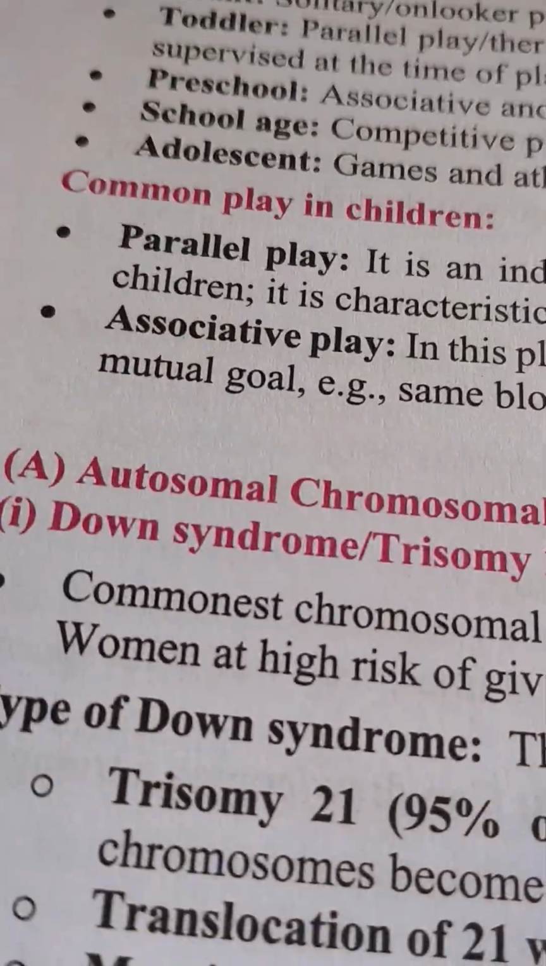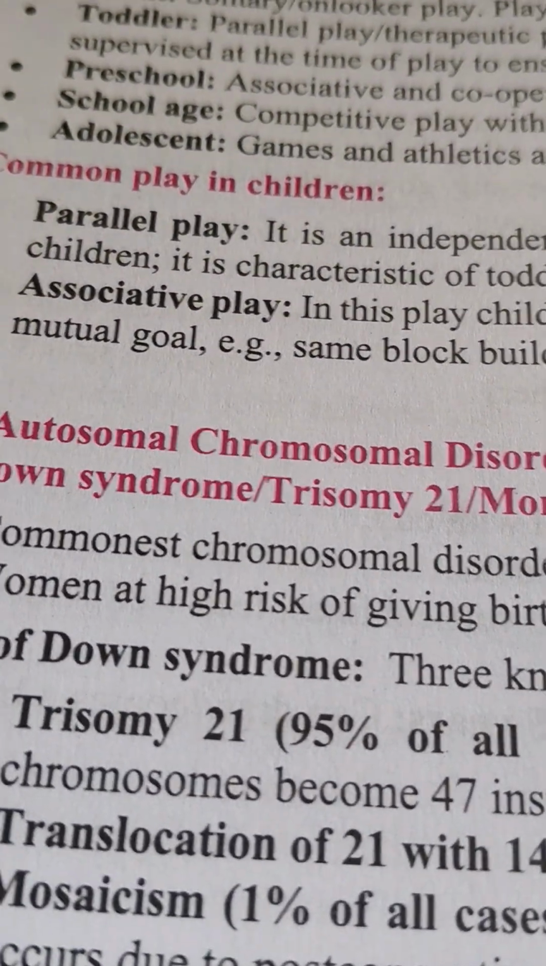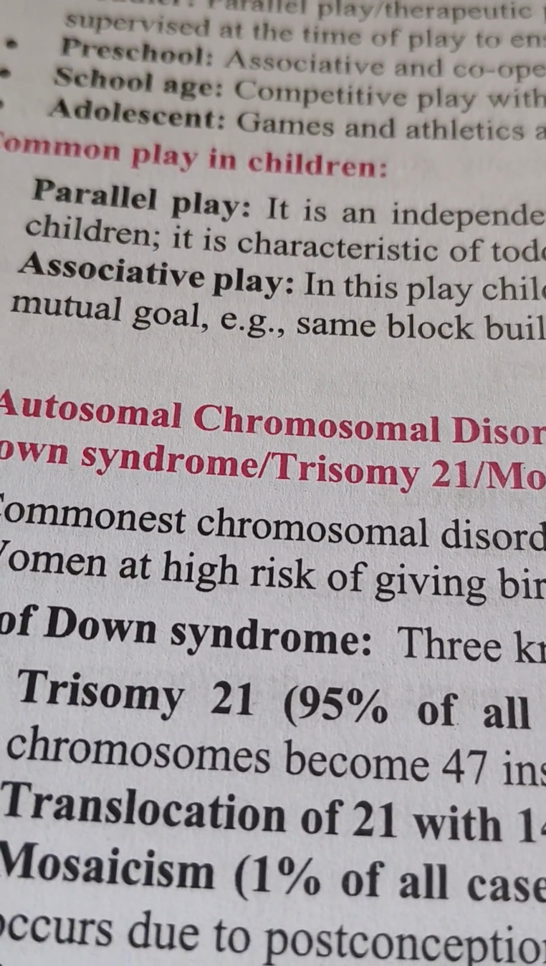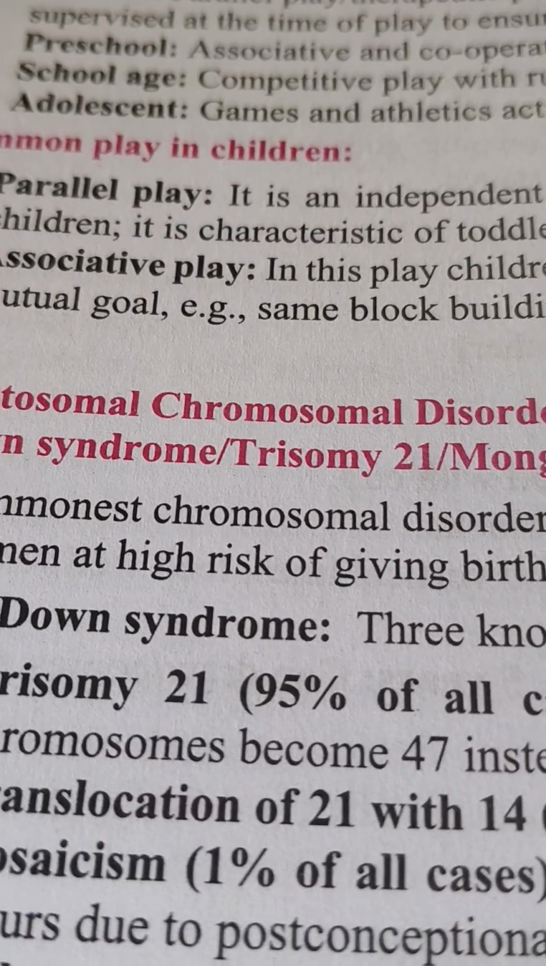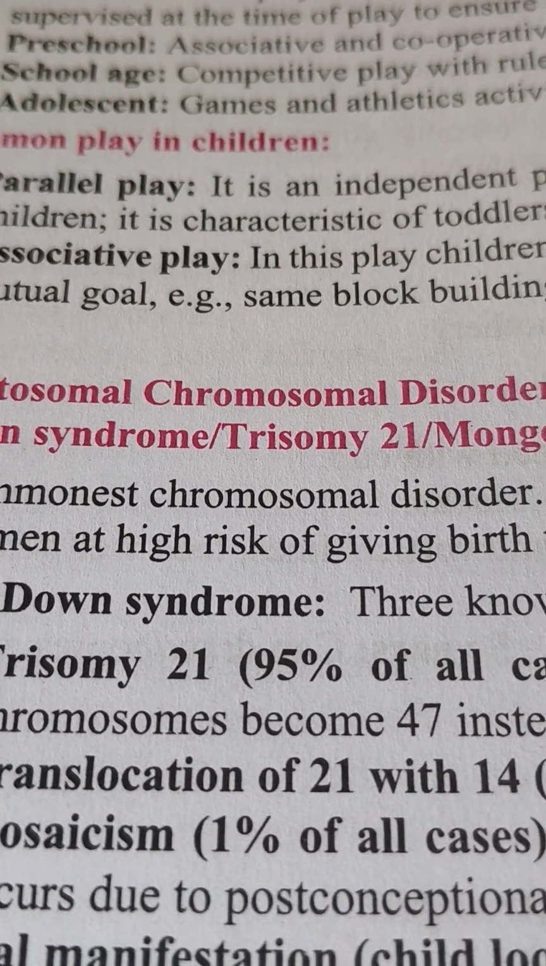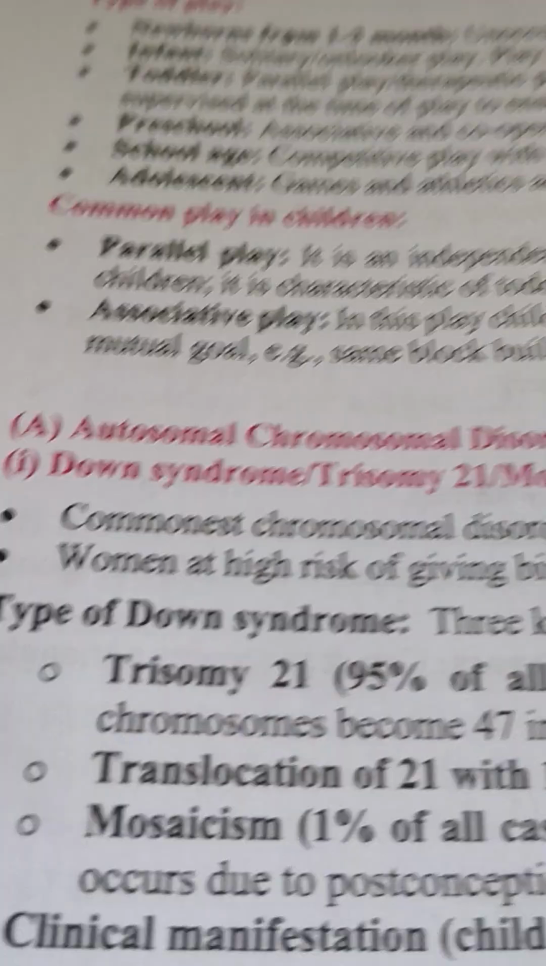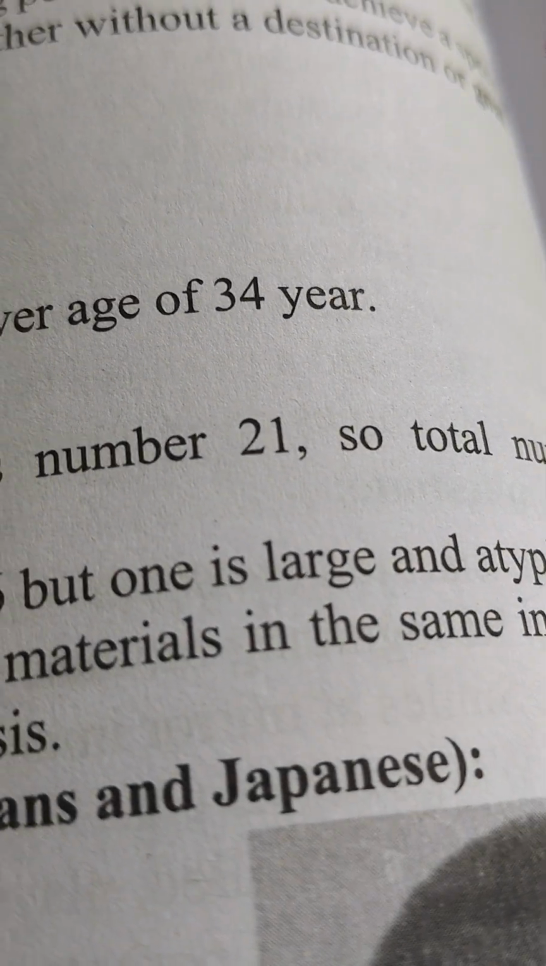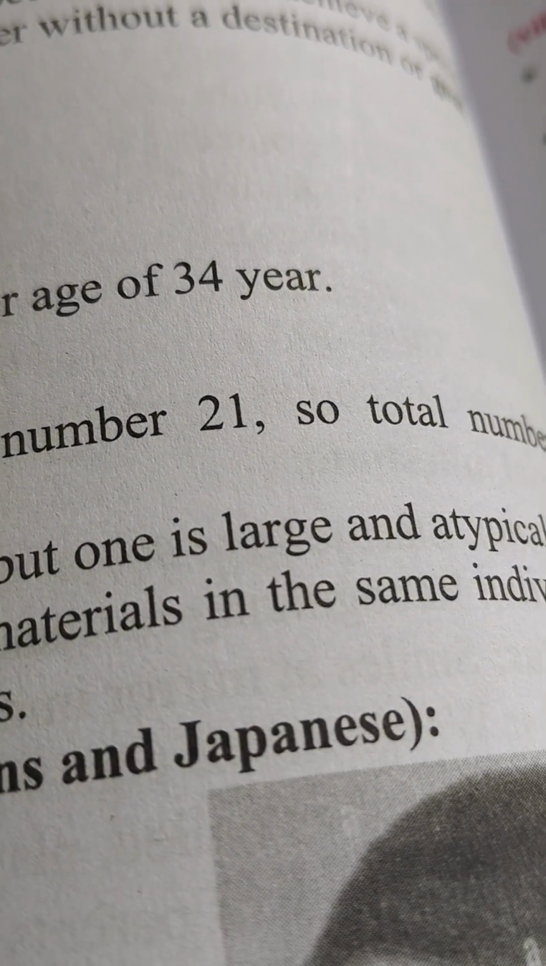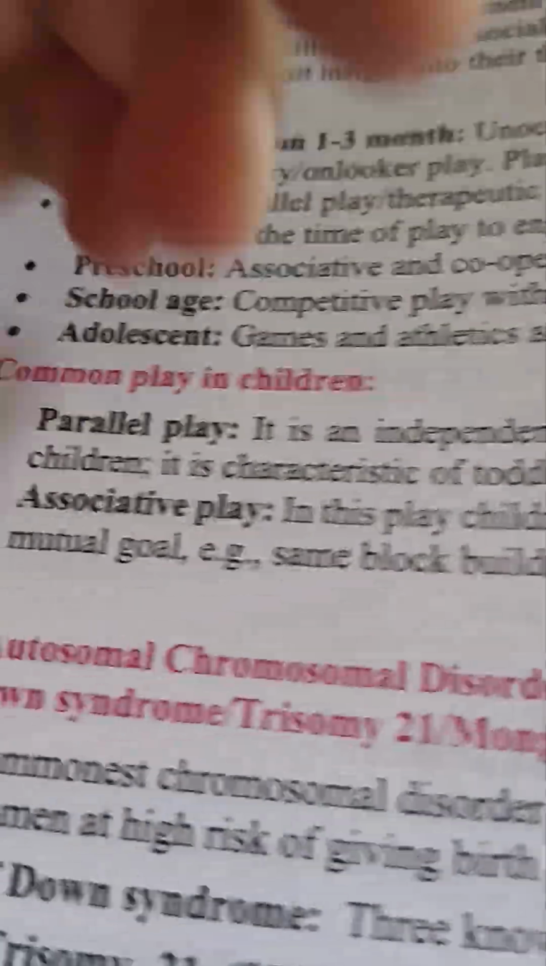This means Down syndrome is the most common chromosomal disorder. Among the chromosomal disorders that occur in children, Down syndrome is the most common one. And women over the age of 34 years who conceive have the highest risk of giving birth to a child with Down syndrome.